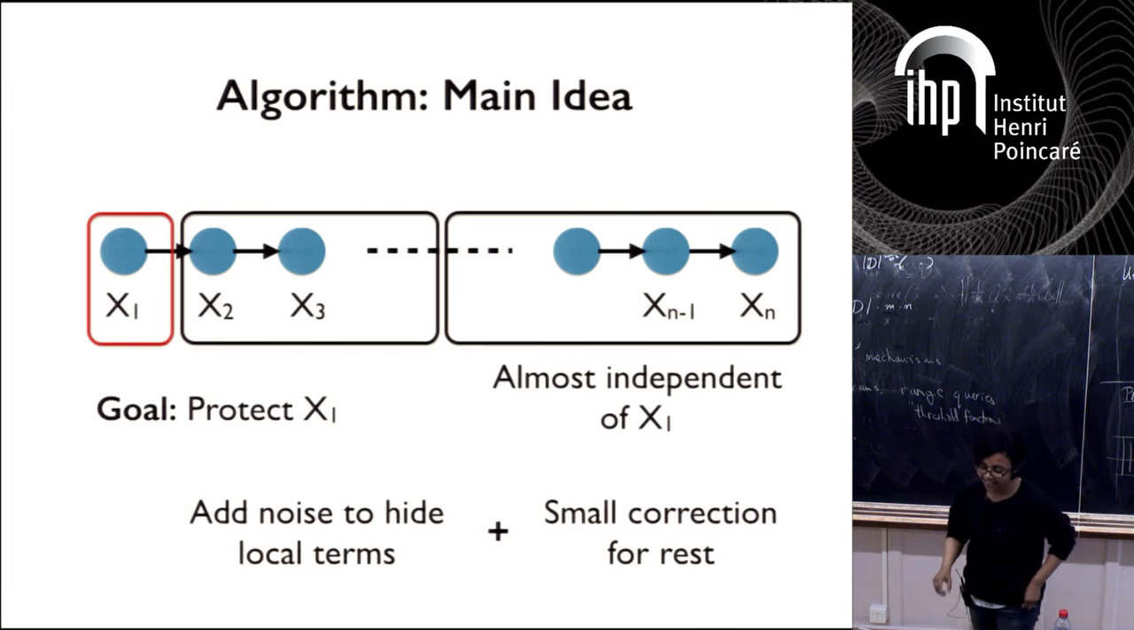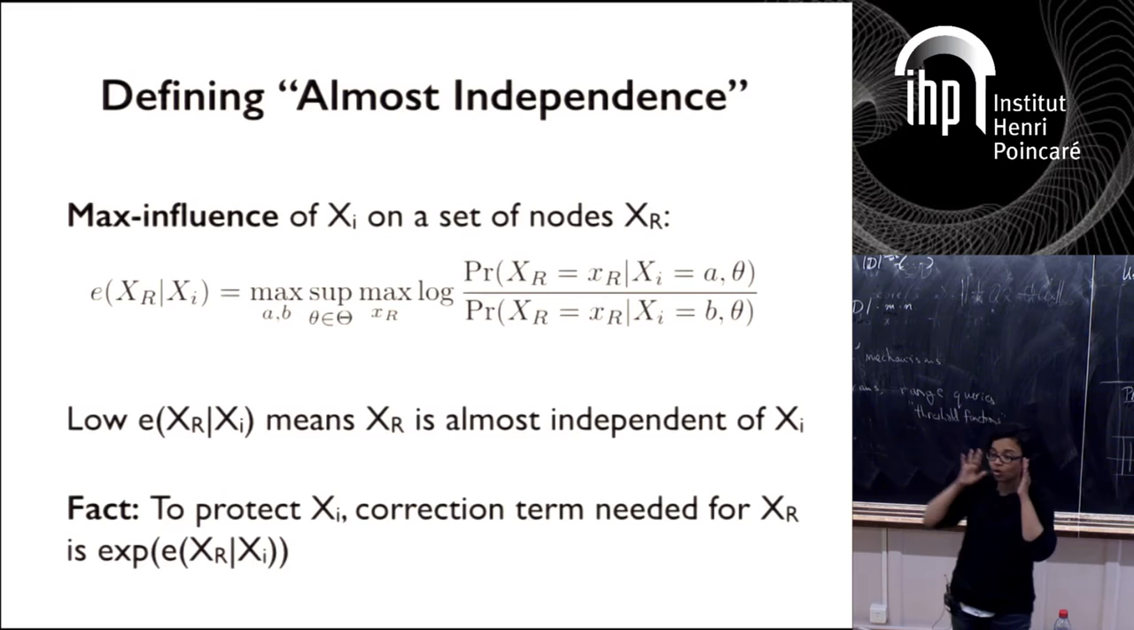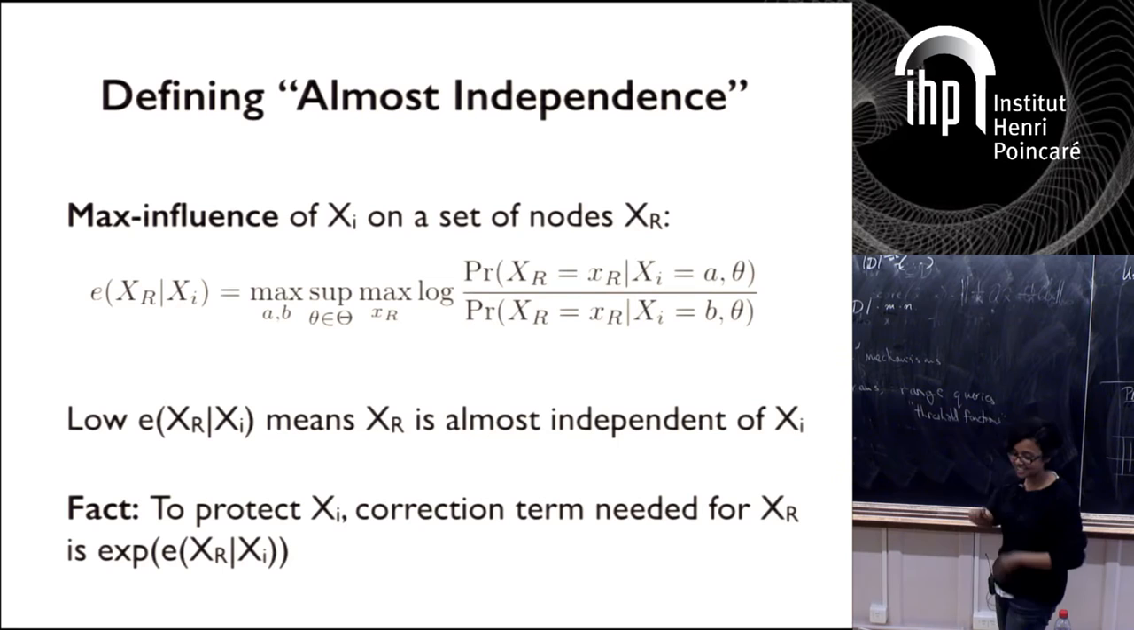Okay, so I said almost independent in quotes, right? The faraway nodes are almost independent. So what is the notion of independence that is useful here? It turns out that a certain notion is useful, and we call it the max influence. Now, it's possible that in information theory there's a name for this, but I don't know if some of the information theory people here can recognize this thing. So here is the notion that we use, okay?